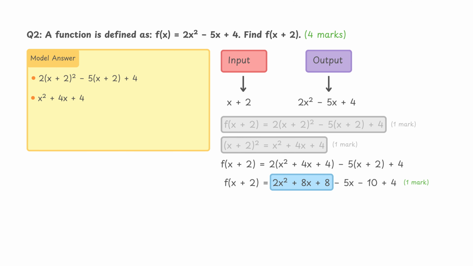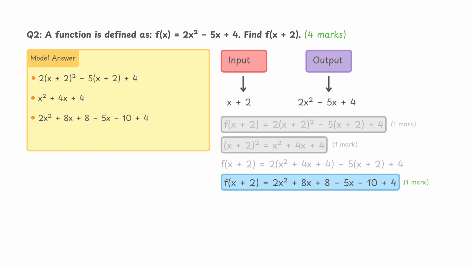Next, we expand the second bracket. We have minus 5 multiplied by open bracket x plus 2 close bracket. So we multiply negative 5 by each term inside the bracket. Negative 5 multiplied by x gives negative 5x. Negative 5 multiplied by 2 gives negative 10. So now we have 2x squared plus 8x plus 8 minus 5x minus 10 plus 4.